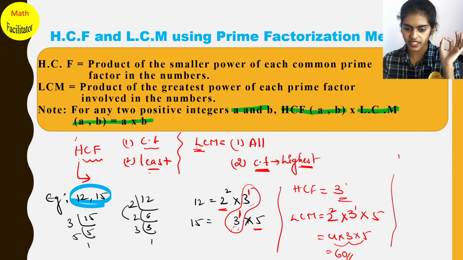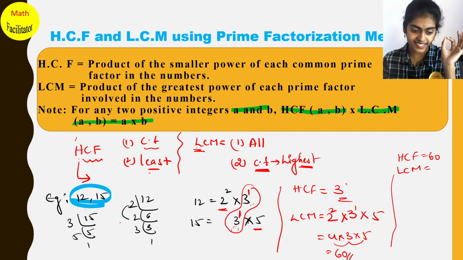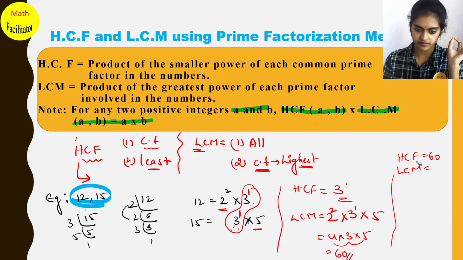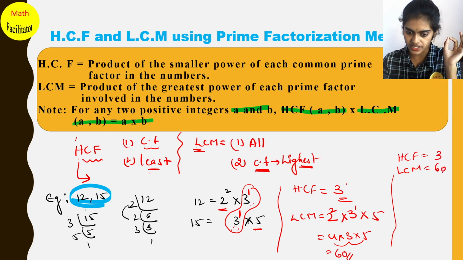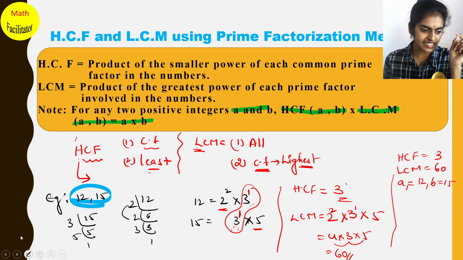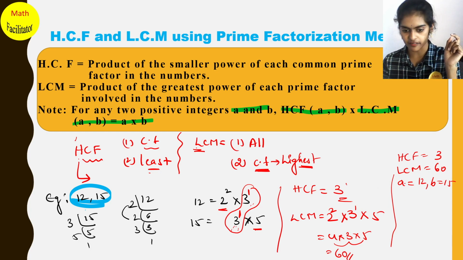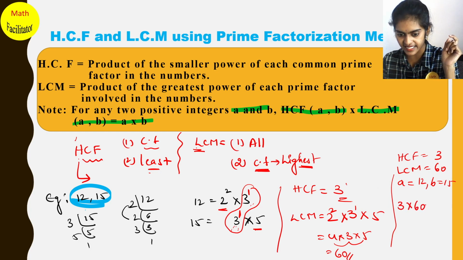Now here you see, HCF is 3 here, just look. HCF you got as 3, LCM was 60, and the numbers I'm taking are A, the first number, 12, and B, 15. Clear till here? So the condition they are telling you is that if you take the product of LCM and HCF, LCM multiplied by HCF should give you the product of the two numbers.